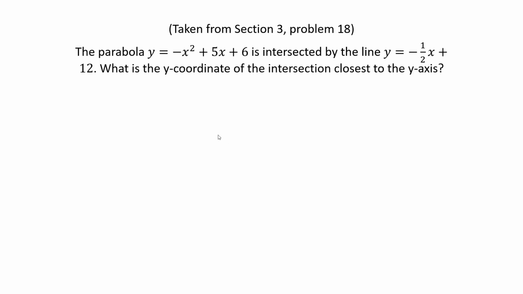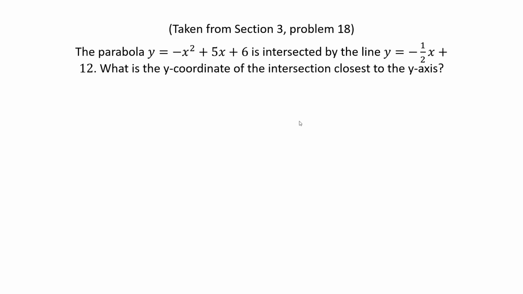This is one problem from the math section of the SATs. The problem states the parabola y equals negative x squared plus 5x plus 6 is intersected by the line y equals negative 1 half x plus 12. What is the y coordinate of the intersection closest to the y-axis?